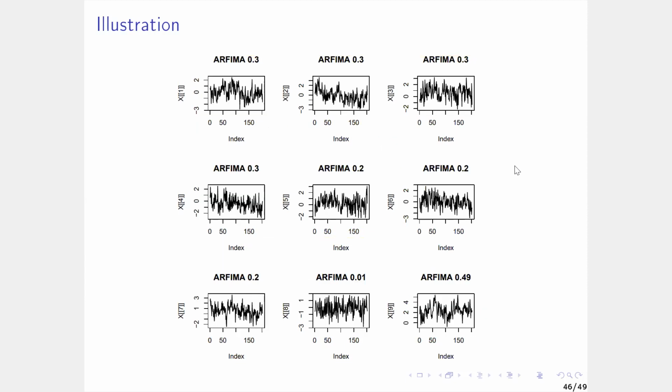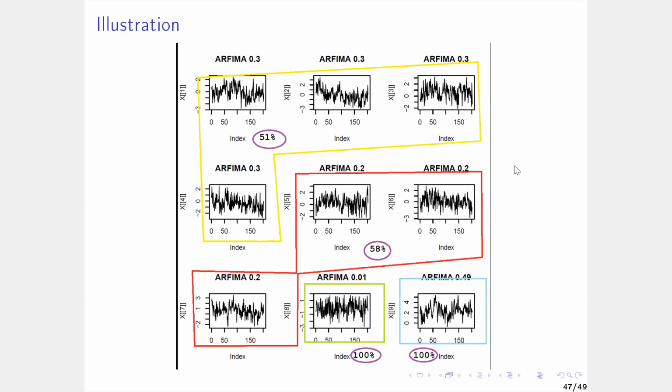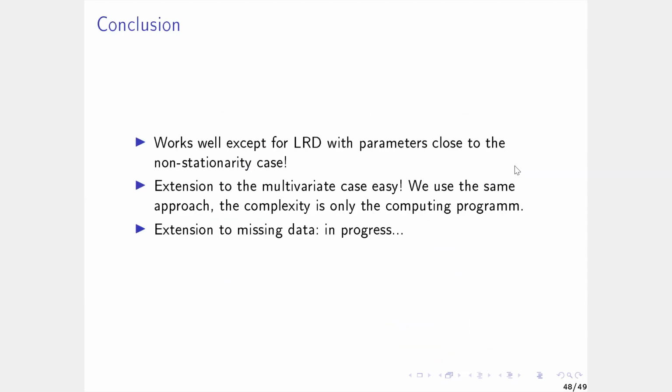I continue with the last case. You have 4 same processes, 3 same processes, and 2 very extreme processes. This is very close to the short case, and this is very close to the non-stationary. You can see that visually. You can see that always it said that this one is alone, this one is alone, and sometimes there is one missing here. This is a mistake. That was the last slide. So in conclusion, it works well, except when the parameters are very close.